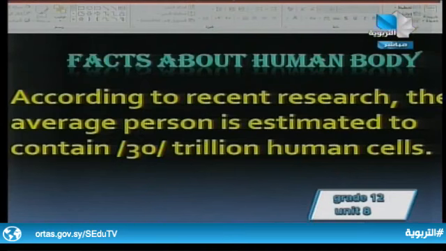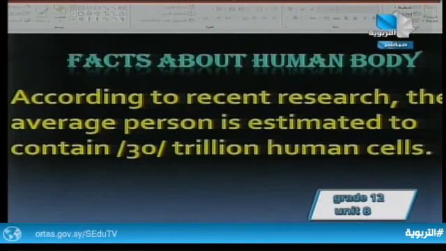Mr. Mazin, we know that there is a very small unit in our body, the cell, with a huge number. It is not a small number, it's a huge number, actually. How many human cells does an average body contain?